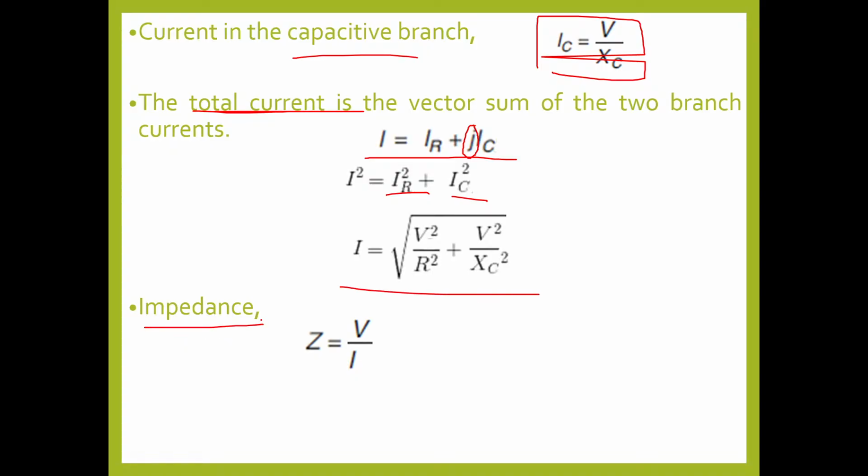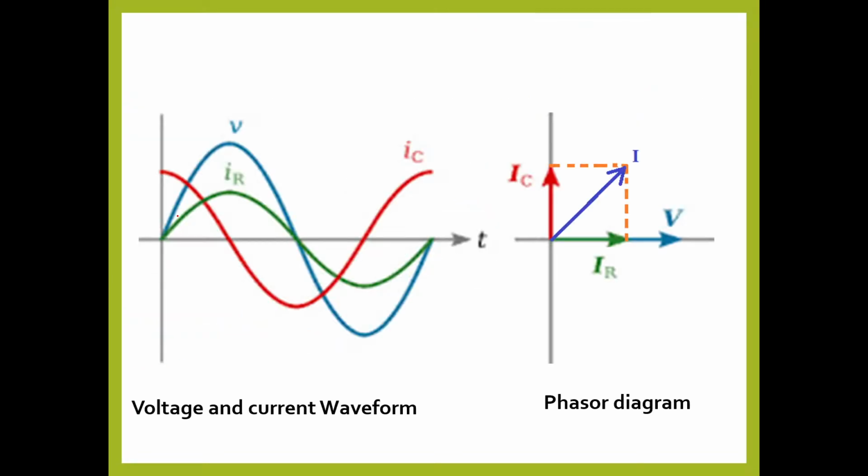What about impedance? Z is equal to what? Z is equal to V by I. Simply V by I. Now you can draw the waveforms.